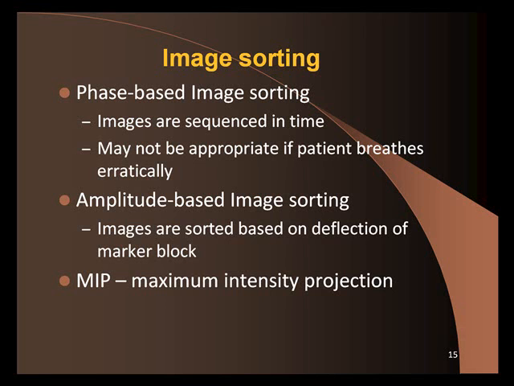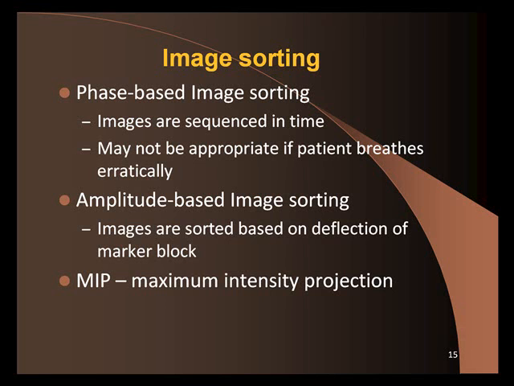Okay? The other way you can sort the images is amplitude-based image sorting. Images are sorted based on deflection of the marker block. So now instead of having just a time-based image sorting, you can say all the images that are above this point, where the marker block is in this position, call that a whole CT scan. And the images that are at this bottom part, call that a whole CT scan. And then you could say, I'm going to treat only on the images where the marker block is down at the bottom.